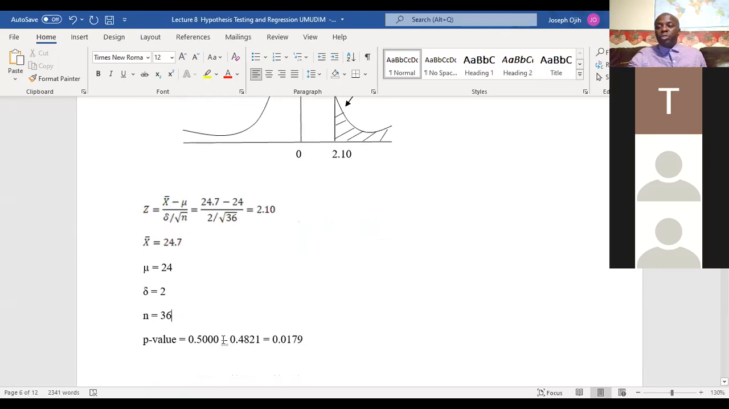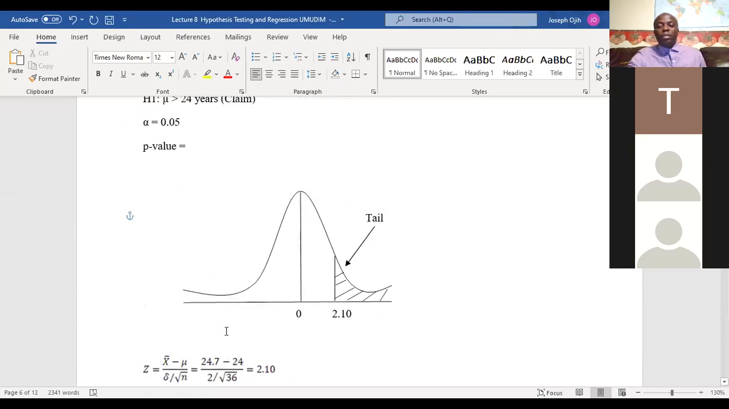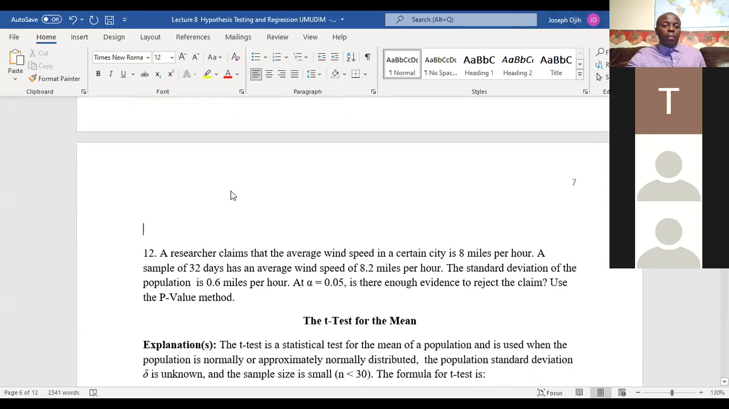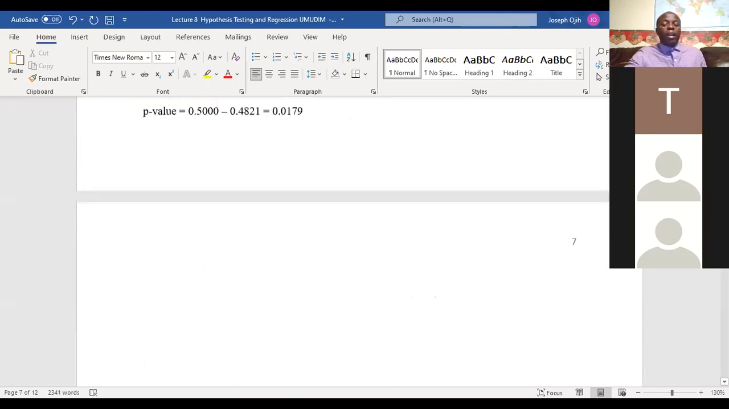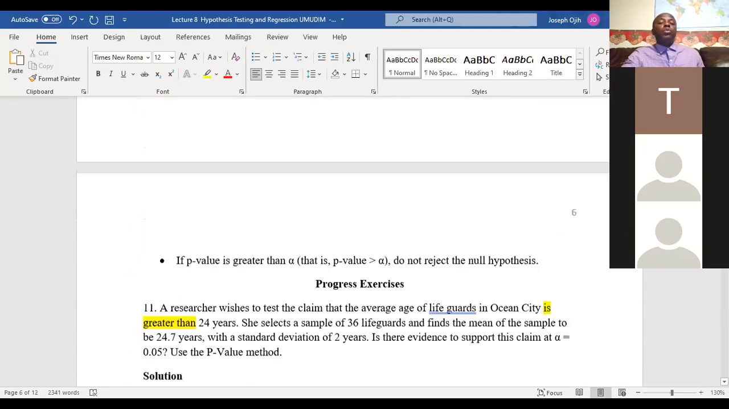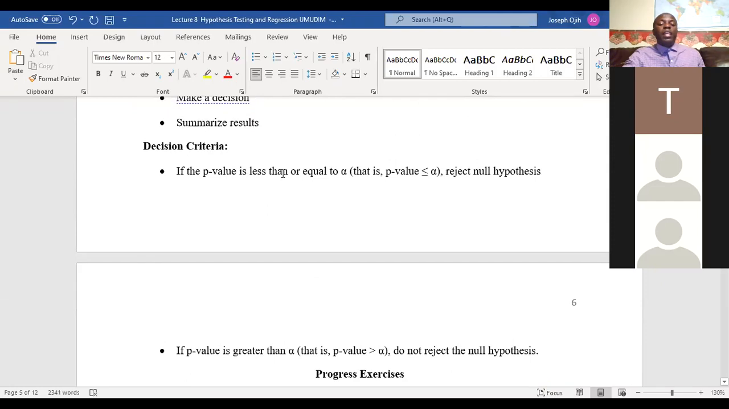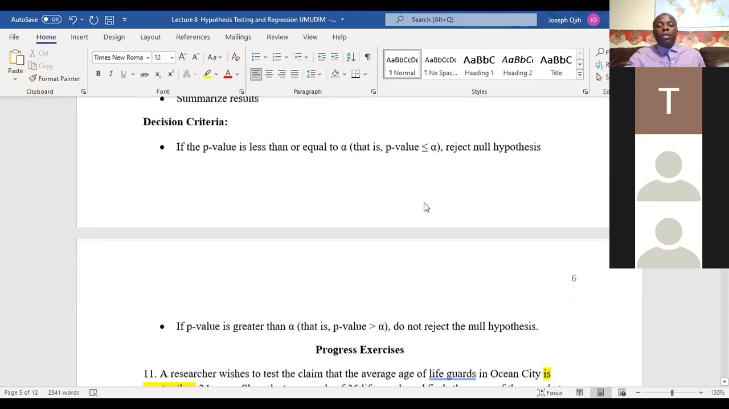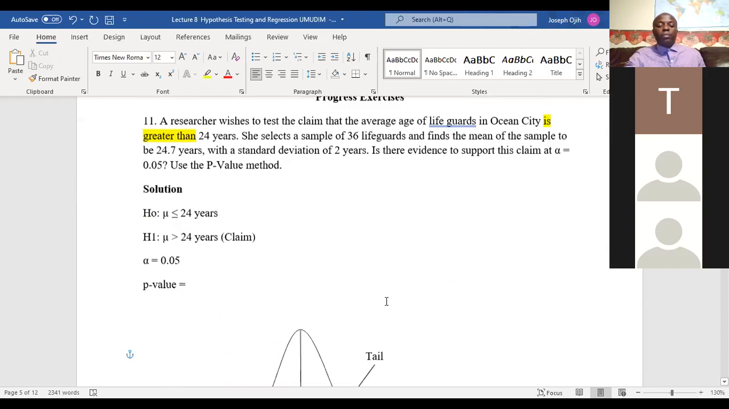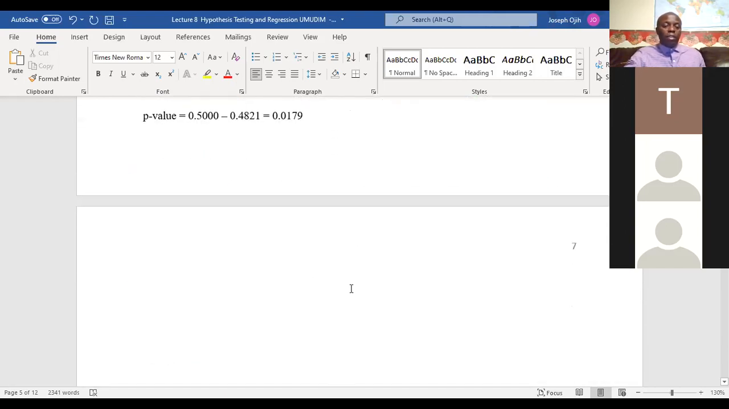Next thing is to make a decision whether to reject the null hypothesis or not to reject it. So the decision is like this. Remember the decision criteria. According to the p-value method, we reject the null hypothesis if the p-value is less than or equal to alpha. But if the p-value is greater than alpha, do not reject.